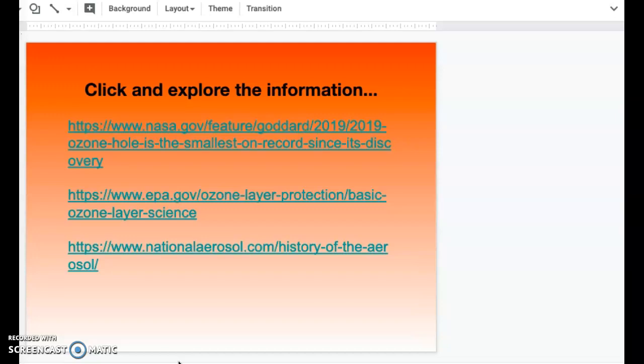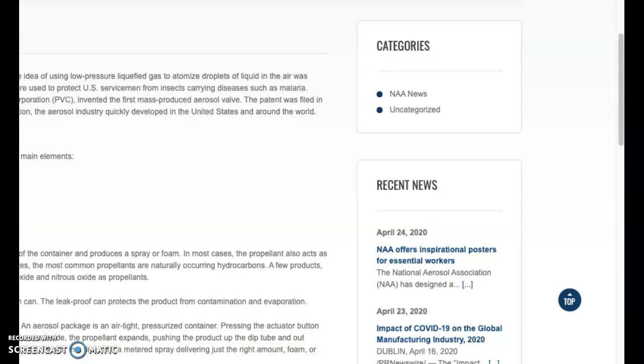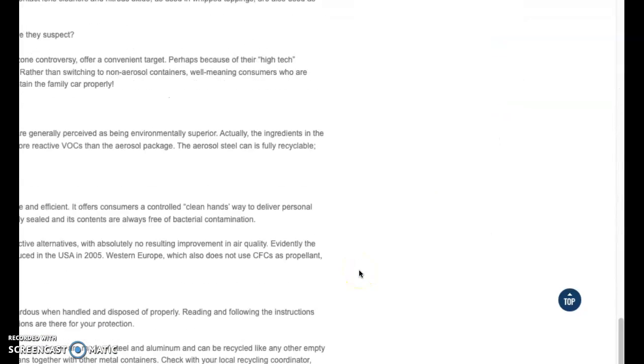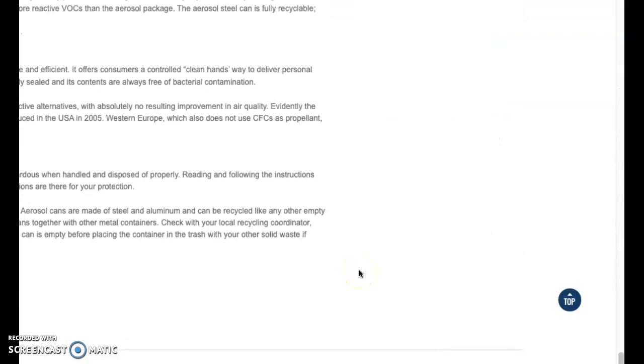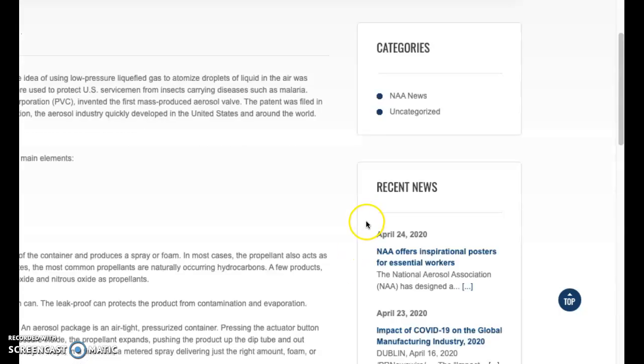Association. I don't really know who the National Association of Aerosol Producers are, but that's just a little bit about the history of aerosols and how they're regulated, and there's a little Q and A. It is the association, so National Aerosol Association. It's okay to spray. That's what it says, but it's talking about what's being used instead.